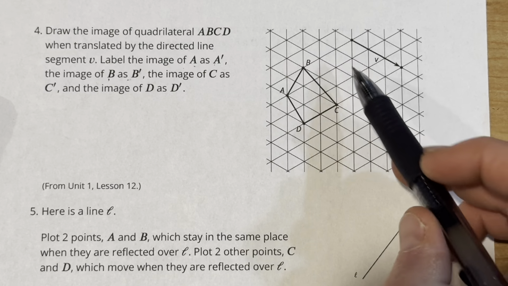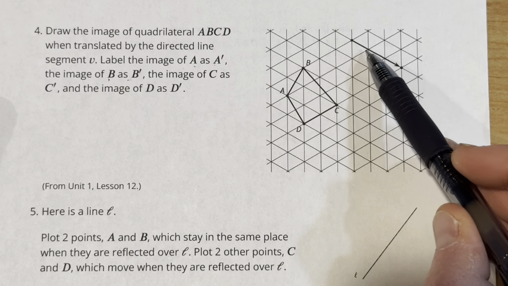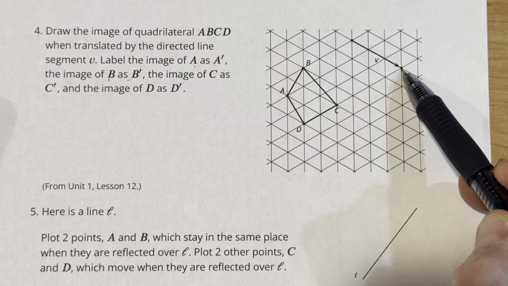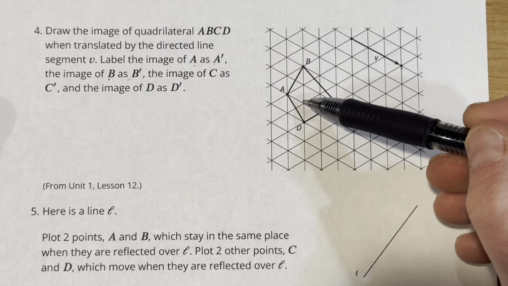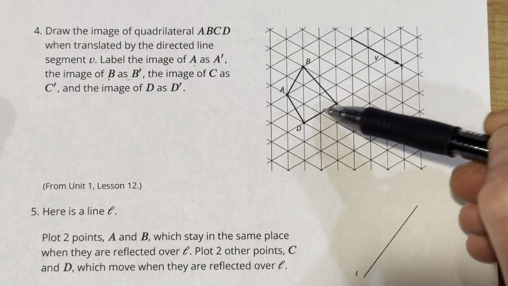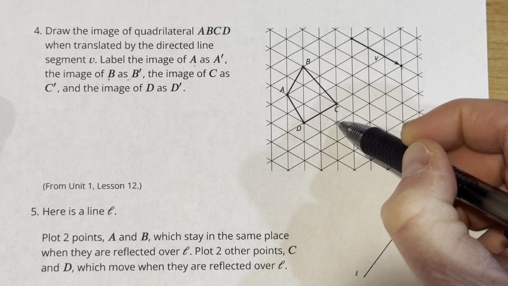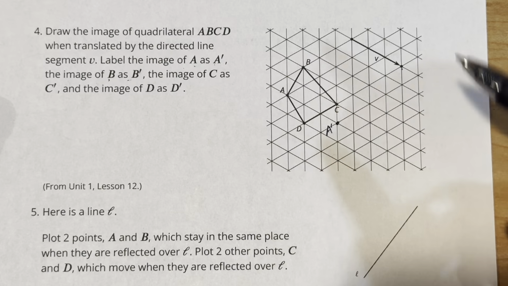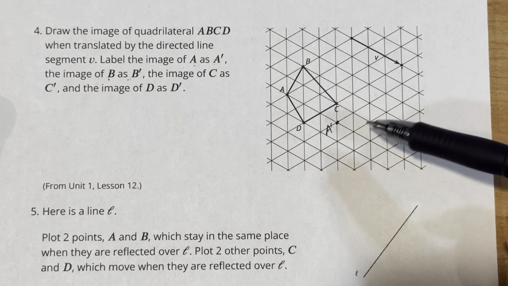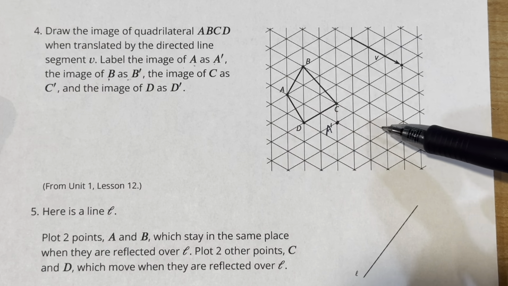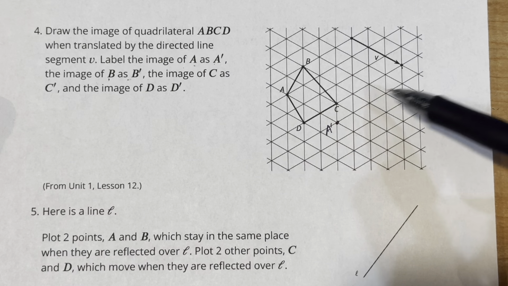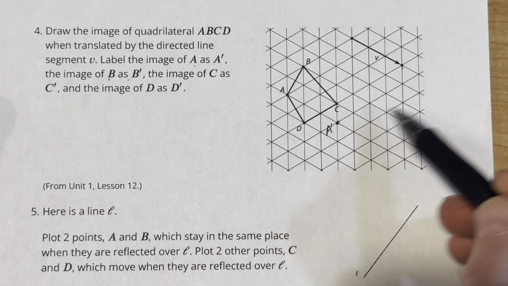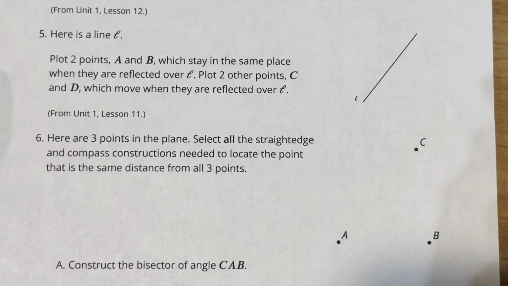That's so easy. Every single point's going to move 3 units that direction. So A prime will be 1, 2, 3, right there. You do the rest. You're going to get 3 more points. And then you're going to connect the dots and shade it in. Okay, number 5. Here we go.